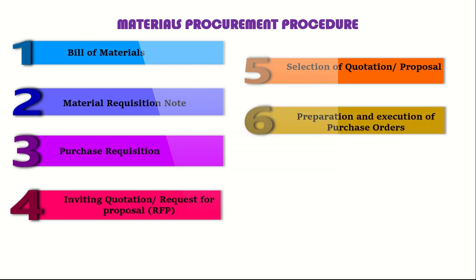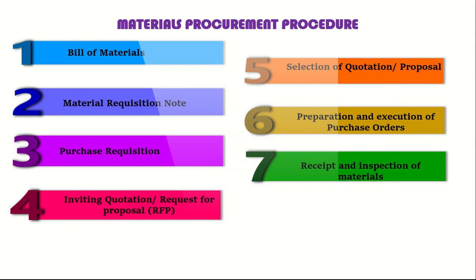6. Preparation and execution of purchase orders. Having decided on the best quotation that should be accepted, the purchase manager or concerned officer proceeds to issue the formal purchase order. 7. Receipt and inspection of materials. After execution of purchase order and advance payment, if terms of quotation so specify, necessary arrangement is made to receive the delivery of materials and to inspect the materials for their conformity with the purchase order. After satisfactory inspection, materials are received and a goods received note is issued.